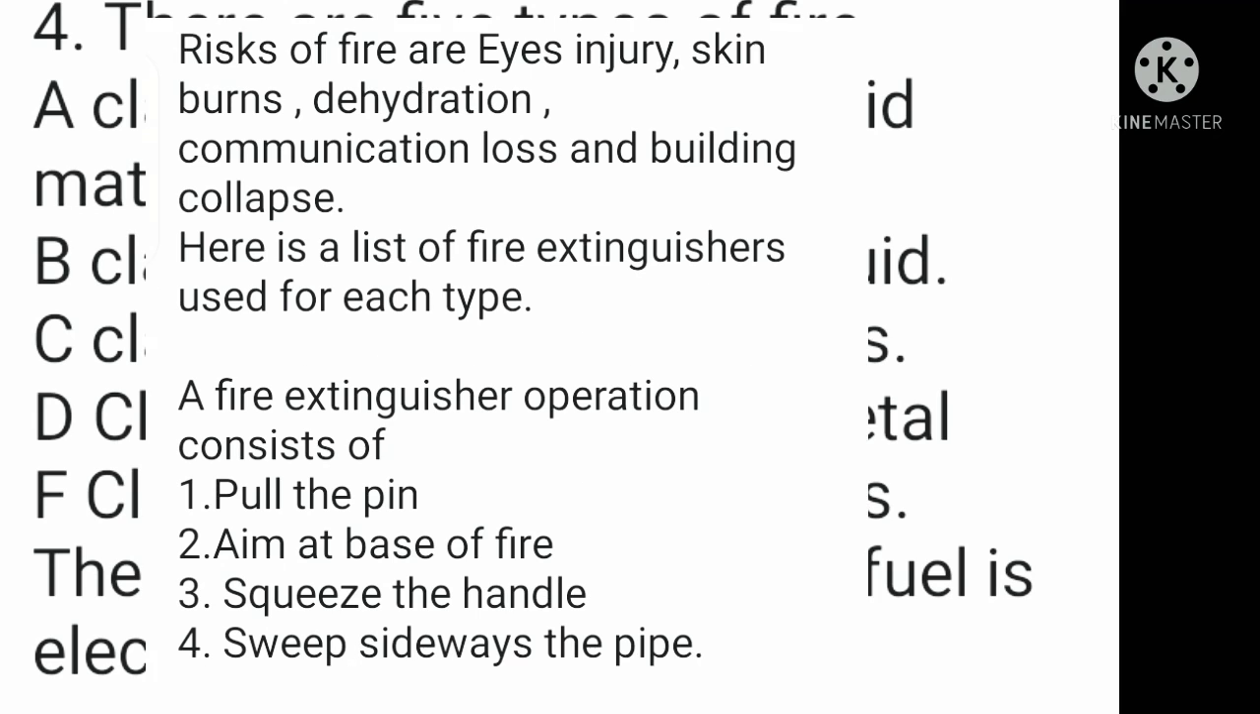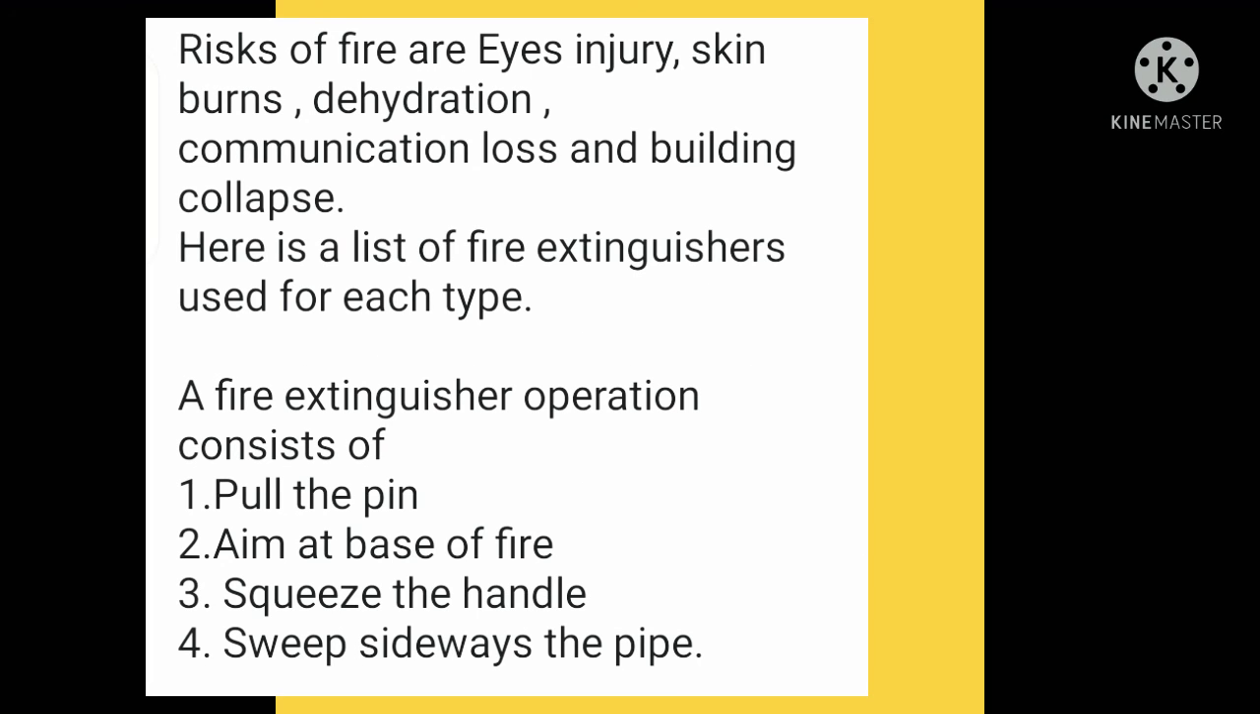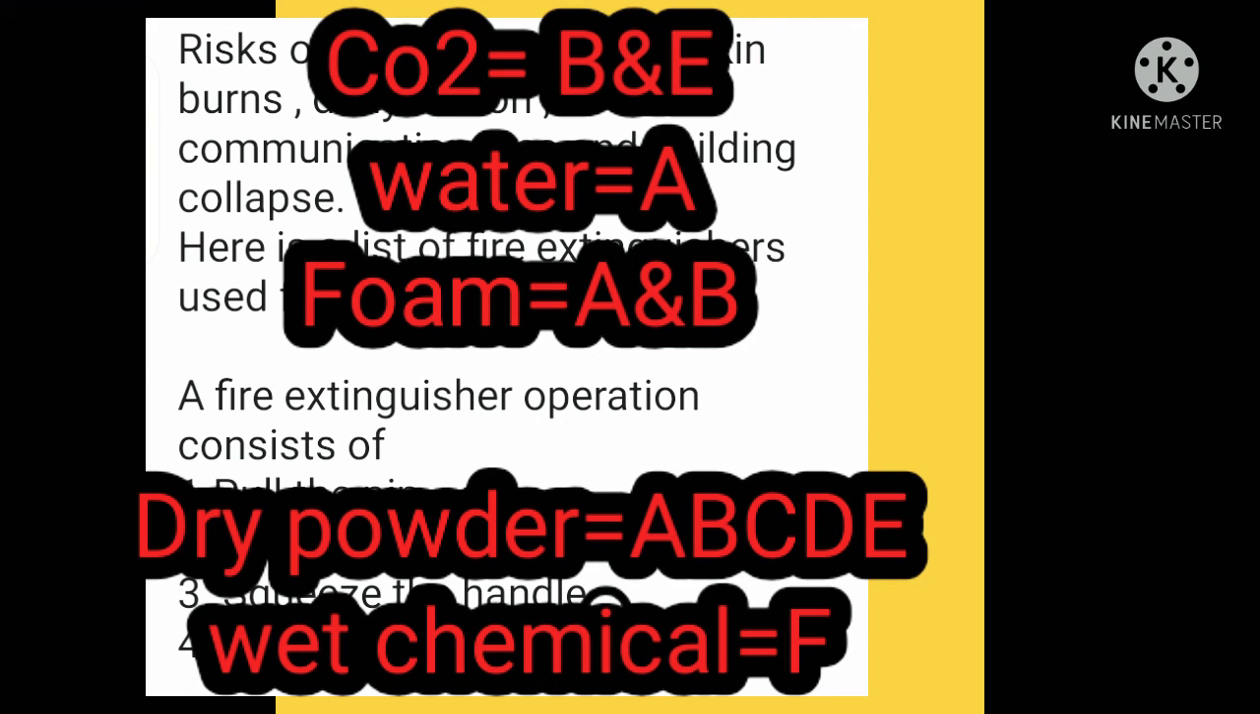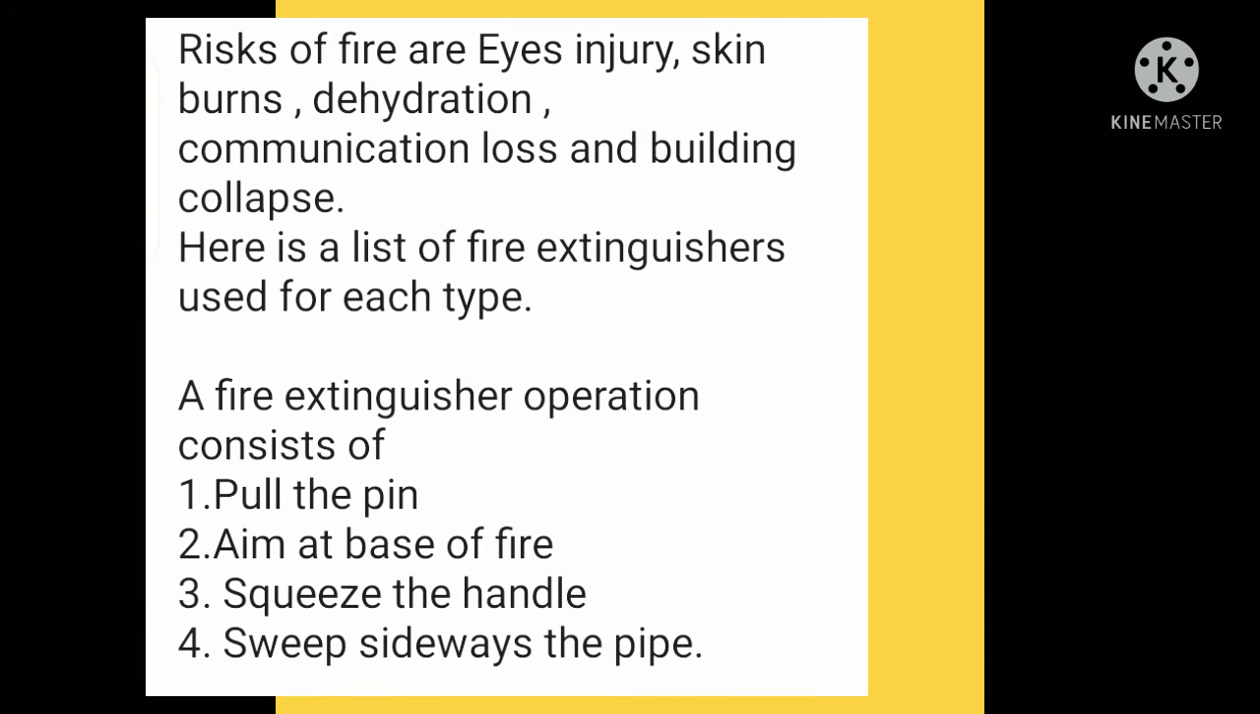Risks of fire are eye injury, skin burns, dehydration, communication loss and building collapse. Here is a list of fire extinguishers used for each type. Fire extinguisher operation consists of 1. Pull the pin. 2. Aim at the base of the fire. 3. Squeeze the handle. 4. Sweep the pipe sideways.